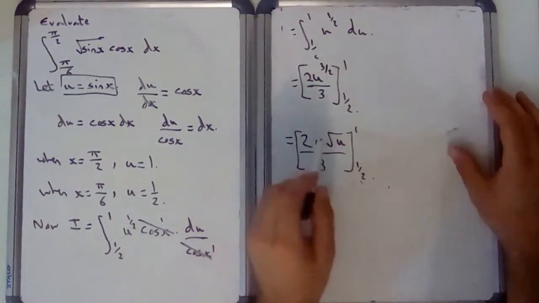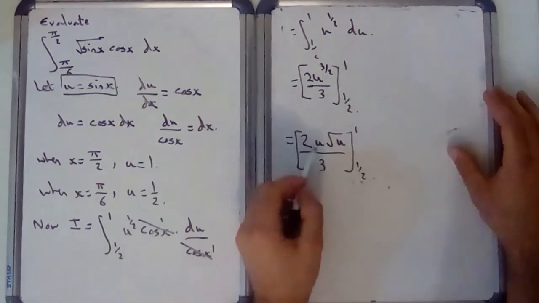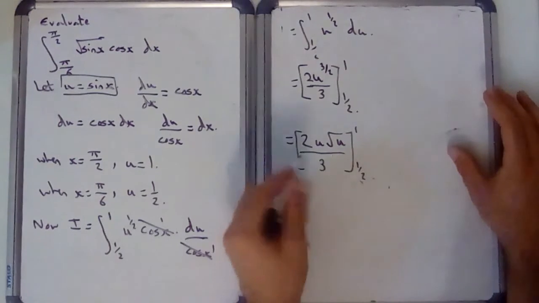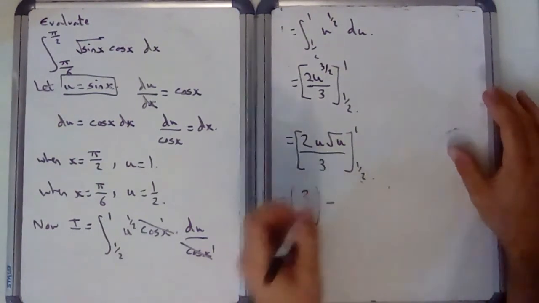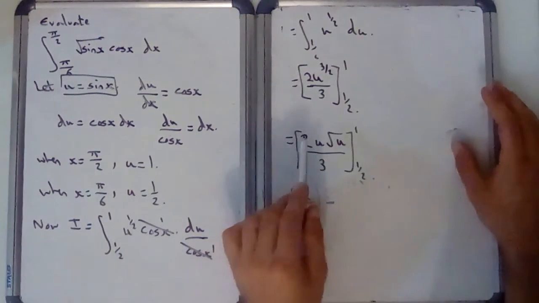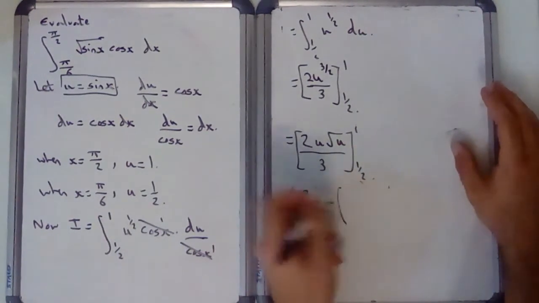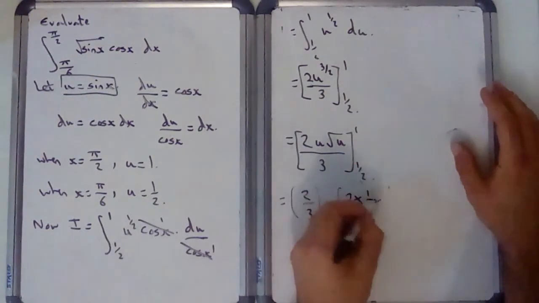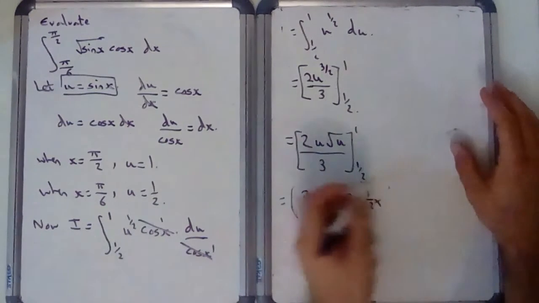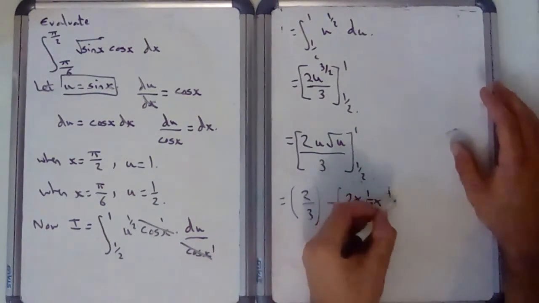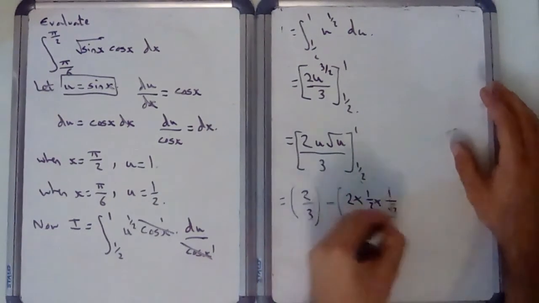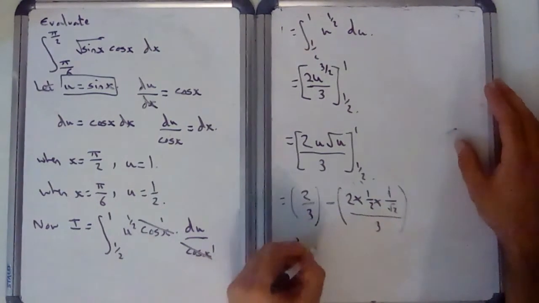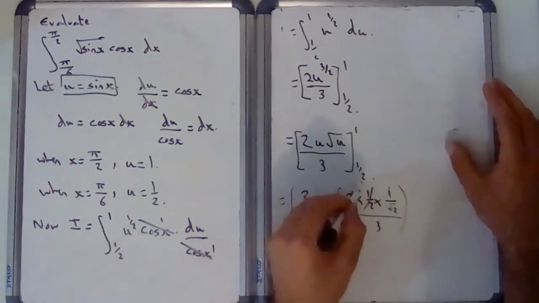2 times 1 times root 1 over 3. Well, 1 times root 1 is 1 times 1. 2 times 1 times 1 is 2. 2 over 3 minus, then you've got to evaluate this thing at 1/2, which is not so easy. So 2 times 1/2, well, that's not too bad, times the square root of 1/2, which must be the square root of 1 over the square root of 2, so that must be 1 over root 2, all over 3. So it's a bit messy, but so it's 2 over 3 minus, well, 2 times 1/2 is just 1 anyway, so that helps.